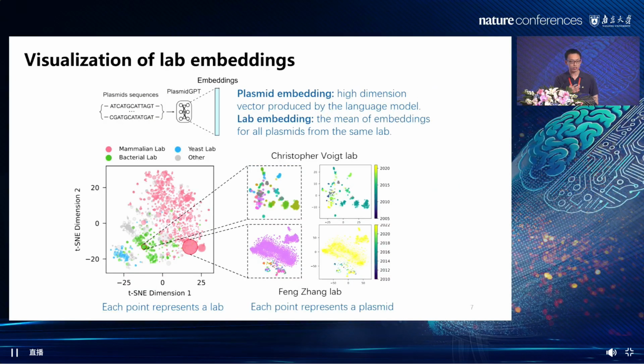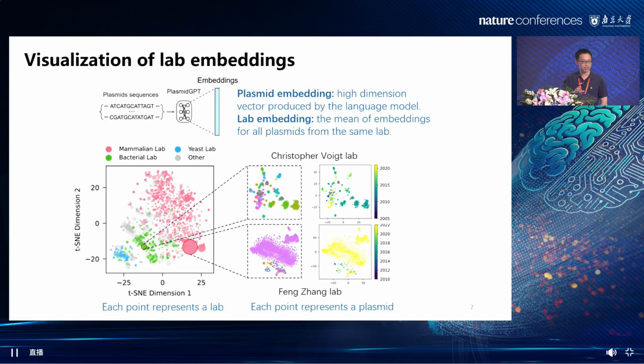So after our model is trained, we are curious whether it learned anything meaningful about these plasmid sequences. So we look into the embeddings. You can feed plasmid sequences into the language model, and the language model will produce a high-dimensional vector, which is called the embeddings. And we can also calculate the embeddings for each research lab. For all the plasmids from one research lab, we can calculate all the embeddings for the plasmids and do the average. So on the left, we plot the lab embeddings in a 2D space using t-SNE, and each dot corresponds to one lab. We can see a clear separation of different research labs.